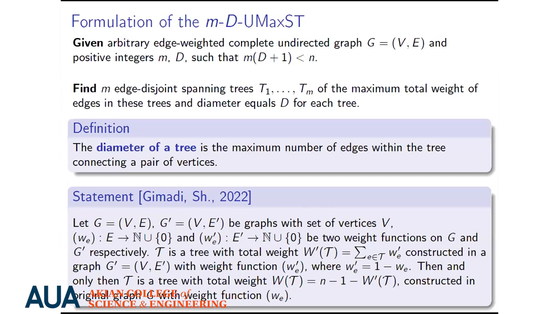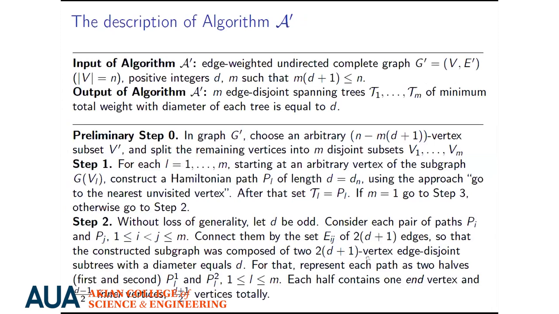Then and only then, if it's a tree with such weight constructed in original graph G, and the weights of the functions are linked by this relation. So we apply the algorithm from the work of 2023, where we solve the minimization problem. We have the input and output of this algorithm and some steps.